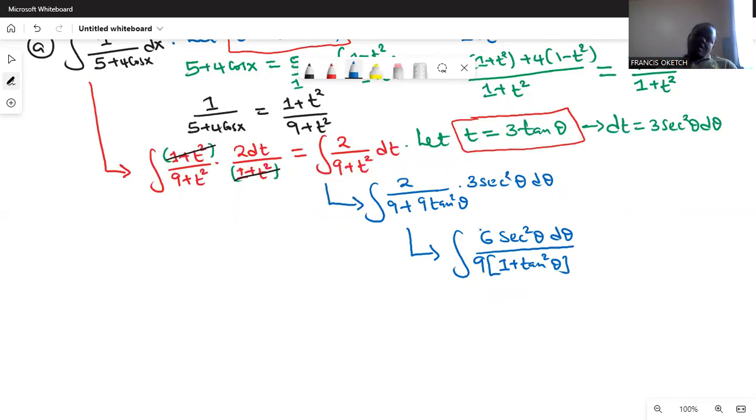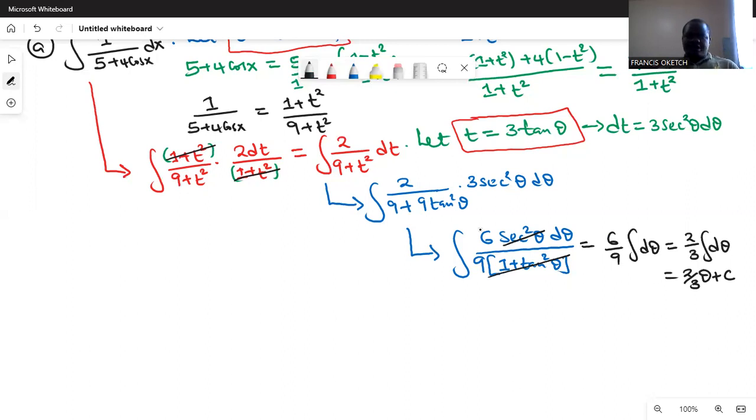So, what is 1 plus tan squared theta? We said that is the same as sec squared theta, so those two will cancel. So it's like we have 6 over 9 times the integral of d theta. And 6 over 9 is the same as, 3 will go there twice, 2 over 3. When you integrate, you get 2 over 3 integral of 1 d theta, and that will give you 2 over 3 theta plus a constant c.